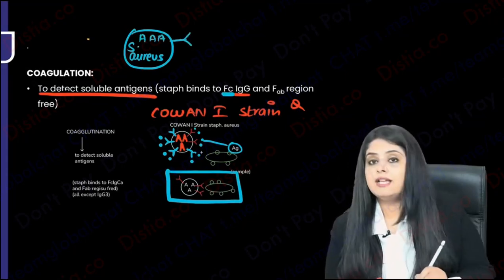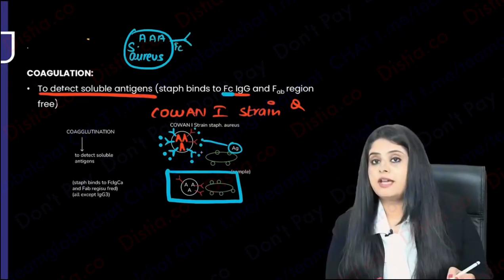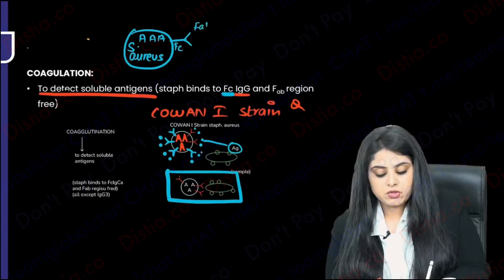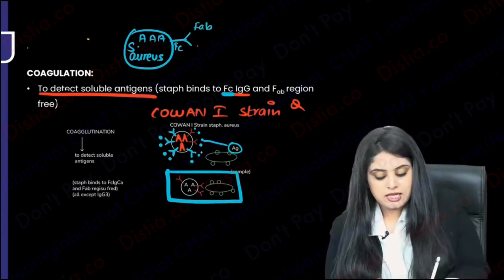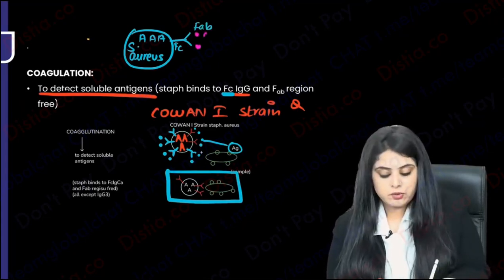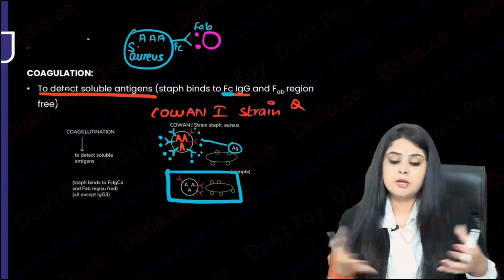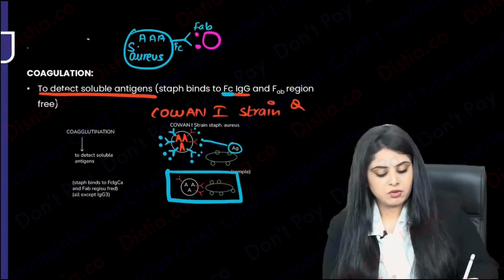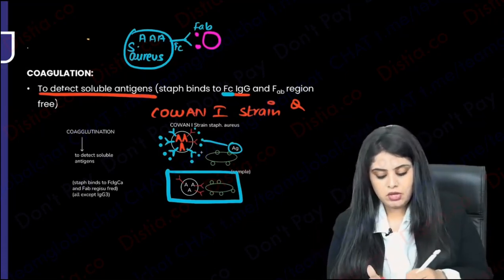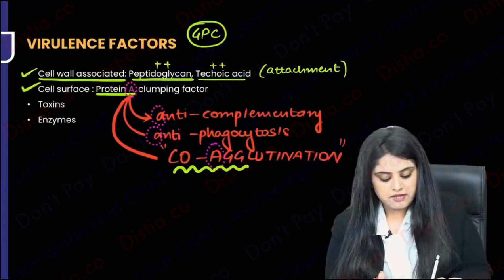Protein A will bind to IgG. Which portion of IgG? The Fc portion. So the Fab portion is free. Now I can attach any other bacteria or any other antigen onto it. This means there's going to be a big clump, a staph clump, and some other bacteria clump. A big clump will form, and that is now going to be referred to as coagglutination, which is very important.